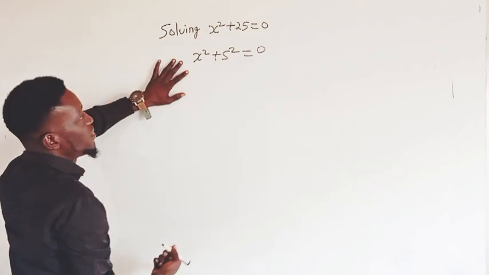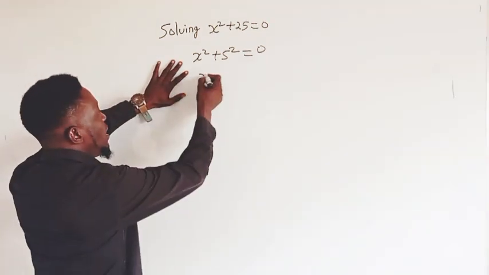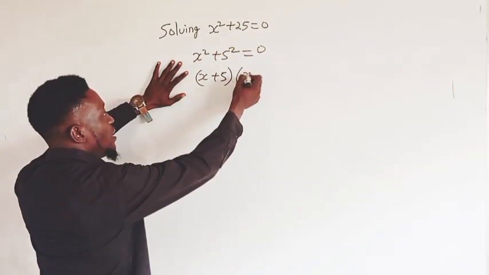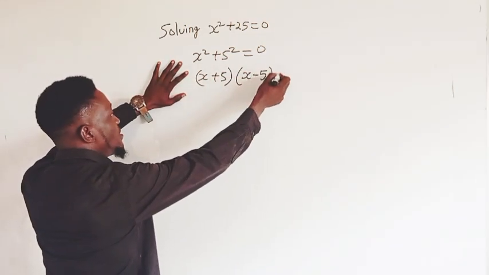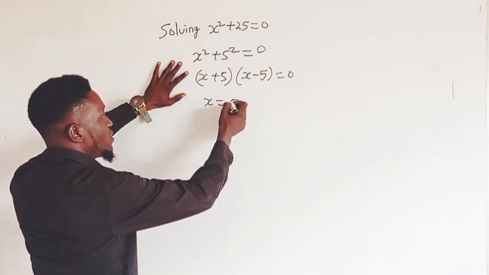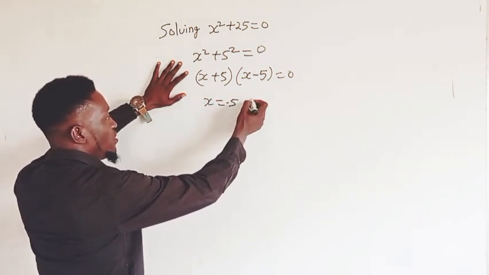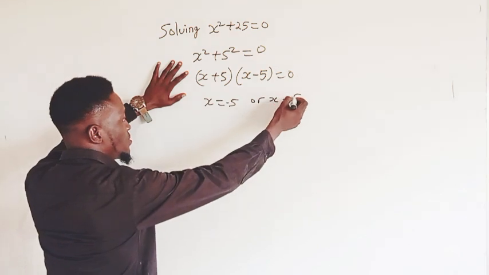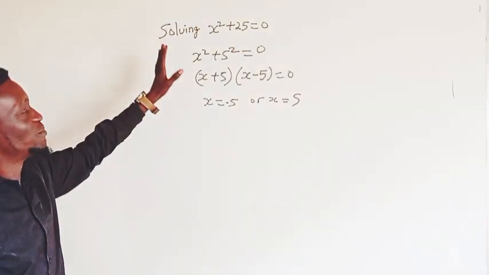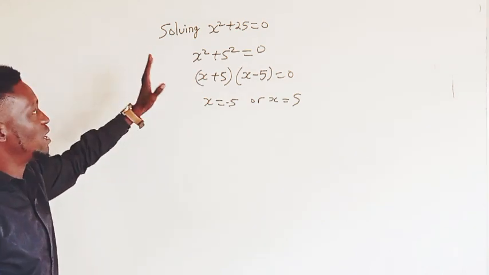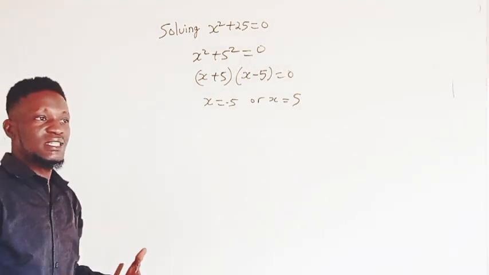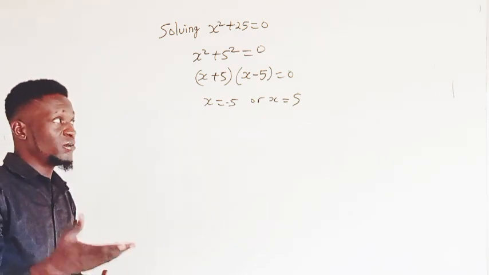They will now say that x plus 5, or x minus 5, is equal to 0. Then they'll say x is equal to minus 5, or x is equal to 5. This is what most students will do, because they refuse to understand the basic concept of mathematics.